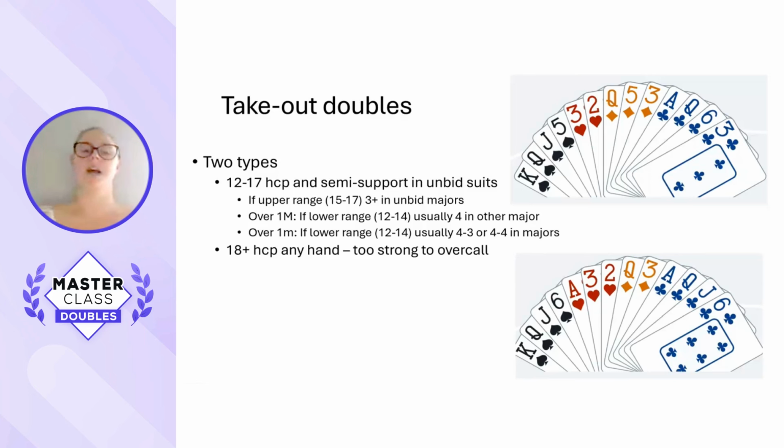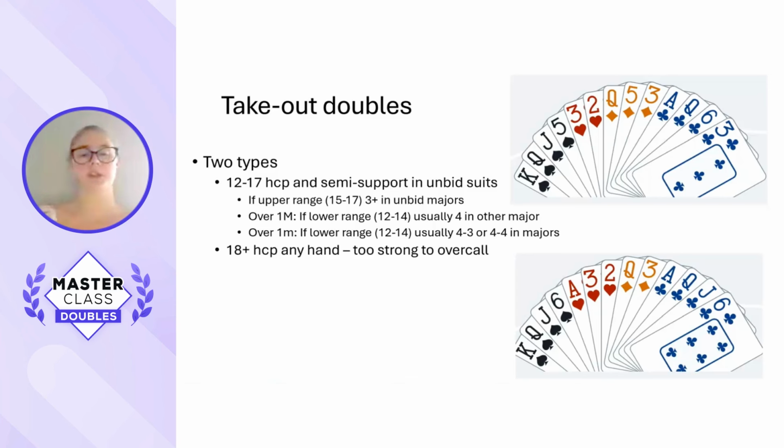So if we're on the upper range, typically about 15 to 17, we should have at least 3 or more cards in the unbid majors. But if we're on the lower range, it's normal to say that we have 4 in the other major if opponents open a major, or at least 4-3 in the majors if they open a minor. And we should definitely not have less than 2 cards in the other suits, but it is preferable to have at least 3 in all the unbid suits, or maybe at least an honor doubleton.